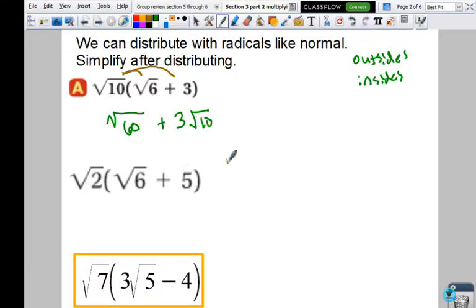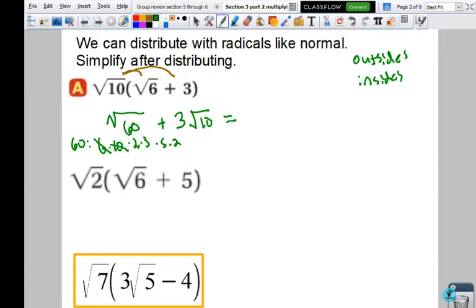So we'll keep doing this. 3 times square root of 10 is 3 square root of 10. After I've done this, I can go through and simplify and add together just like my warm-up. So 60 is really what times what? 6 times 10, right? But 6 is really 2 times 3, and 10 is really 5 times 2.